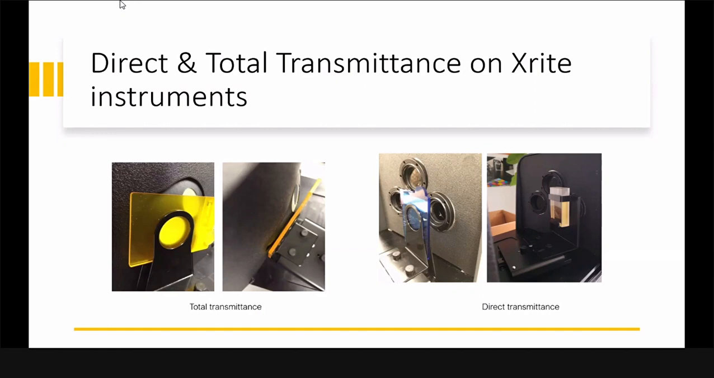So this is a simple understanding about that. And basically, most of the time we are getting the recommendation from the vendor or buyer, okay, we need to do total transmission or regular transmittance.